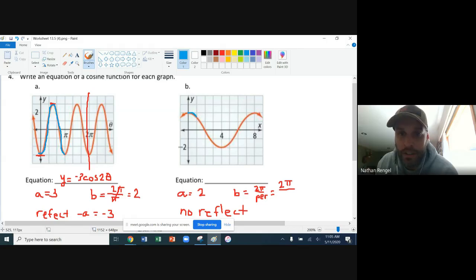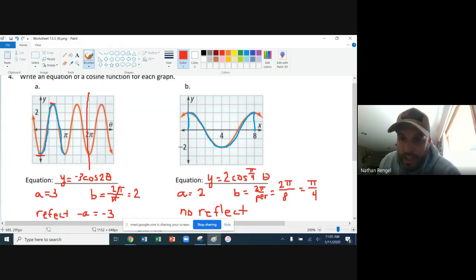It starts up here at 2. It's going to go down to the minimum, and it comes back. When I get back to that highest point again, there's 1 cycle. I look, that matches up to 8. So from 0 to 8, that's 8 units. That means my period is 8. And then as a fraction, you've got 2 pi over 8. That's just like pi over 4. So b is going to be pi over 4, pi over 4 cycles between 0 and 2 pi. Writing our equation, y is going to equal 2 cosine pi over 4 theta.